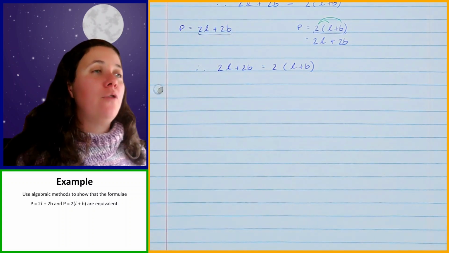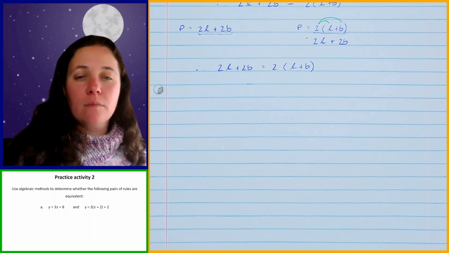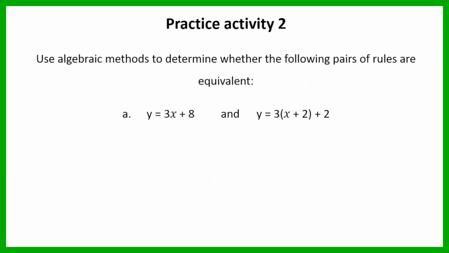Okay, so now you're going to do a few for yourself. Here's the first one you're going to do. Use algebraic methods to determine whether the following pairs of rules are equivalent. This one you're going to be doing is y equals 3x plus 8 and y equals 3 times, in brackets, x plus 2 and then plus another 2. Okay, so you need to simplify algebraically and then see if you end up with things that look the same. Okay, so I'm going to give you 1 minute to work on this question.